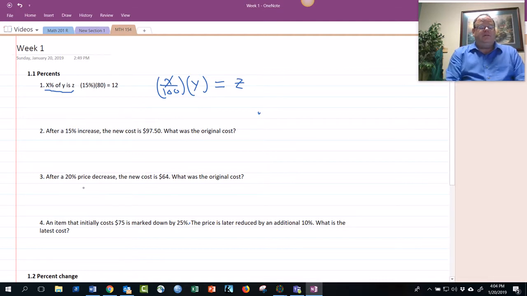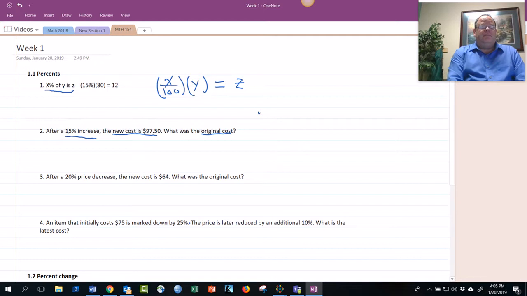So after a 15% increase, the new cost is $97.50. What was the original, right? They're asking us for the original. So in the equation, the original is kind of y. There's an original amount on this kind of question. It's multiplied by a percent, right? And you get the new amount, which is the z.